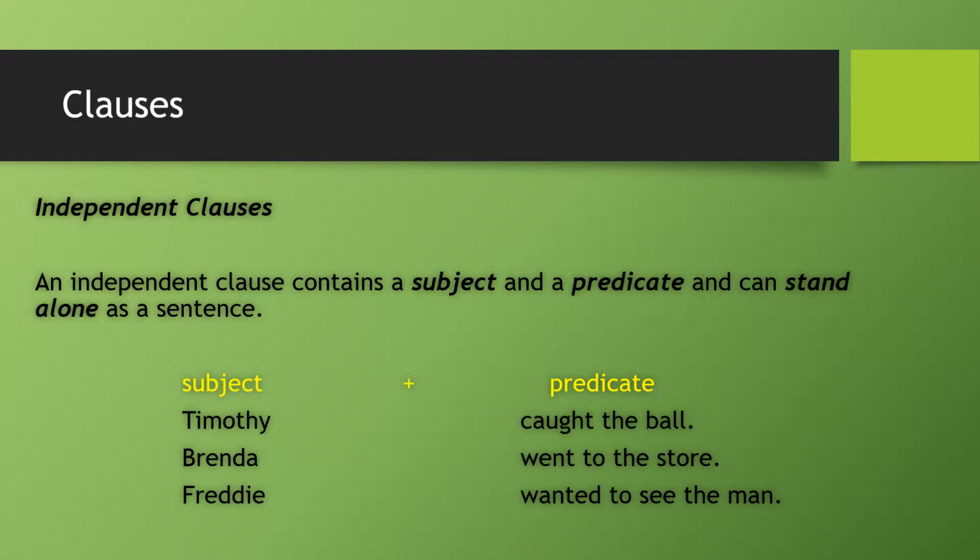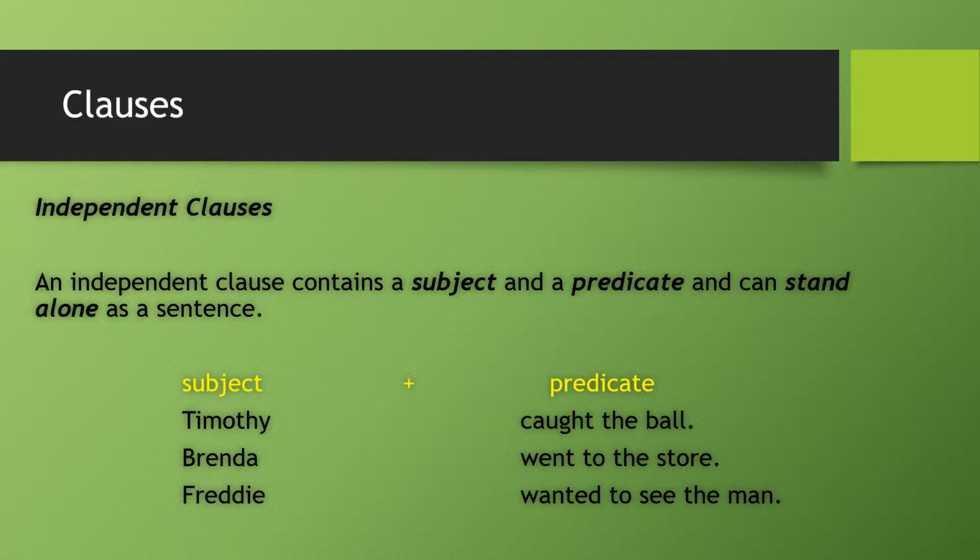An independent clause contains both a subject and a predicate and can stand alone as a sentence because it makes a complete thought. So in these three examples, we see both a subject and a predicate. Timothy caught the ball. Brenda went to the store. Freddie wanted to see the man. So we have a subject in each and we have a predicate.